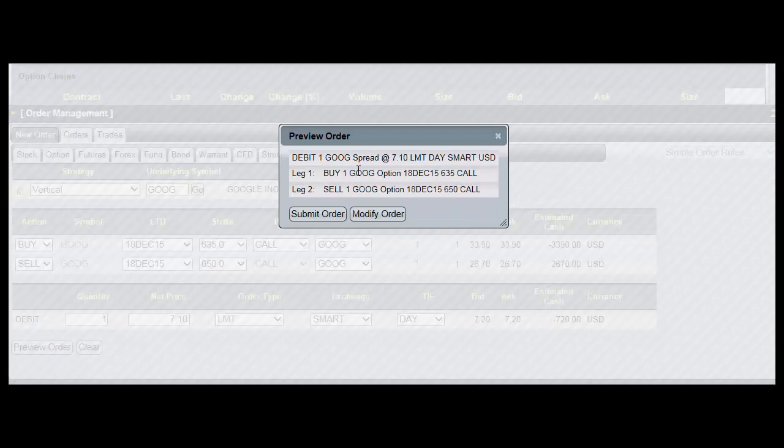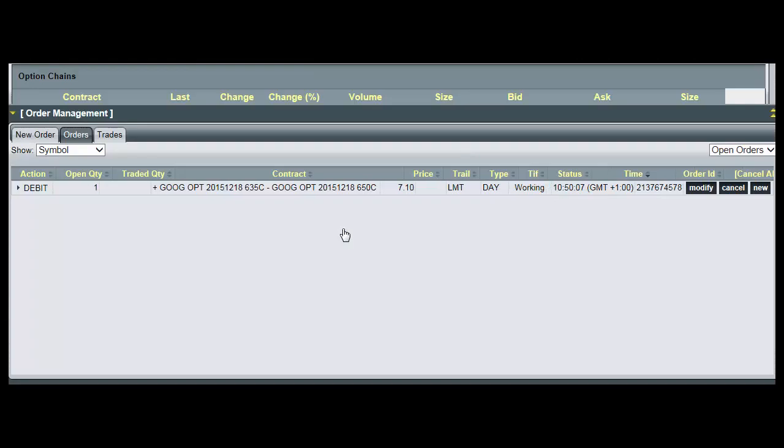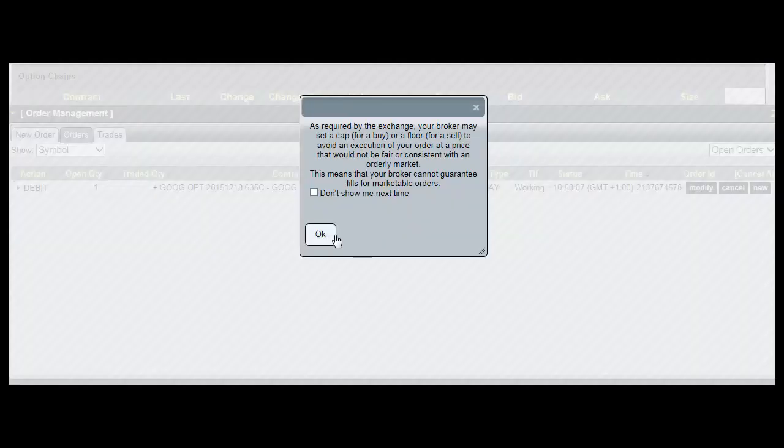So it's saying here, you're sure you want to buy one December $635 call. Second leg is, do you want to sell one 650 call? And the answer is yes. We'll submit the order. You'll get a number of these warning windows. You can just cancel them out, and there it is sitting in the system there.